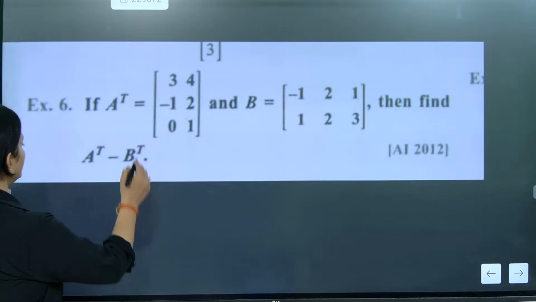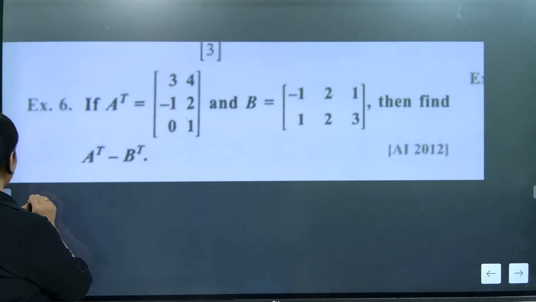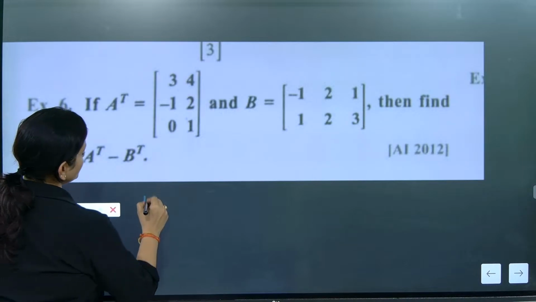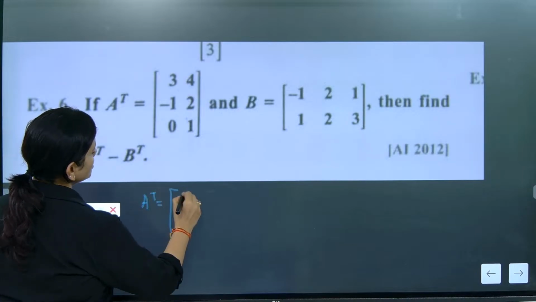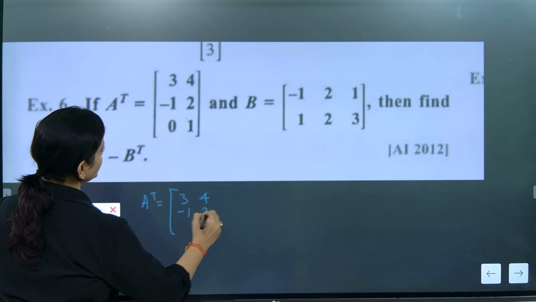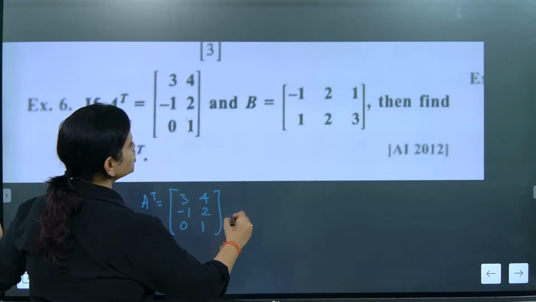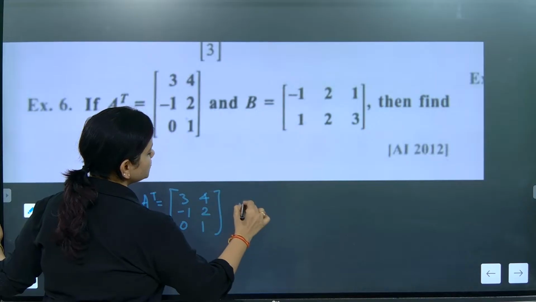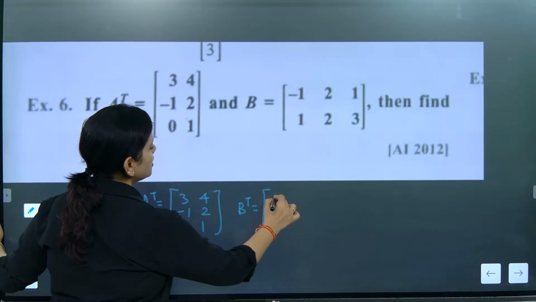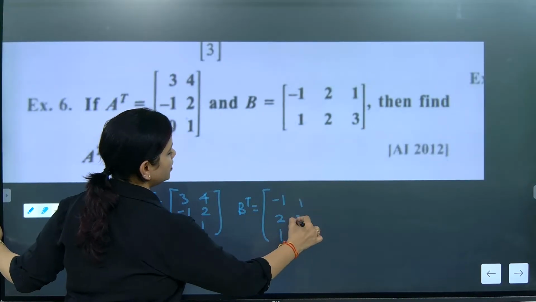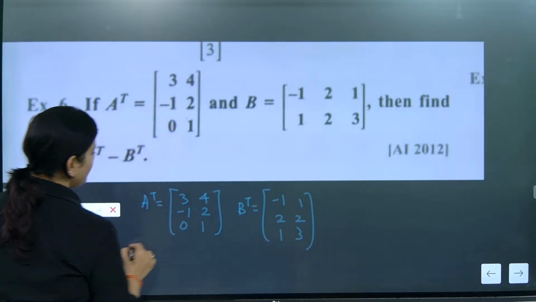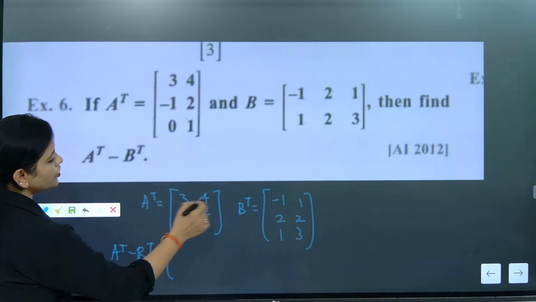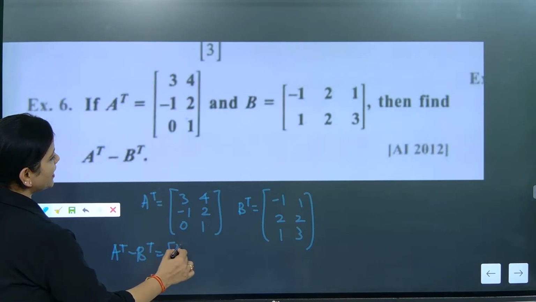So we will do one thing. Transpose of A is already written. Come on, go for it. Transpose of A equals 3, 4, minus 1, 2, 0, 1. What is transpose of B? We will just take transpose of B. Transpose of B is coming as minus 1, 2, 1, 1, 2, 3. Now when we subtract transpose of B from transpose of A, it will be 3 minus of minus 1, so directly it will come as 4.